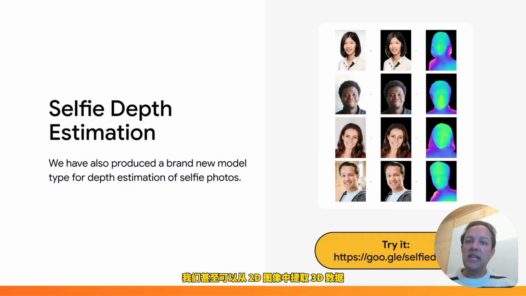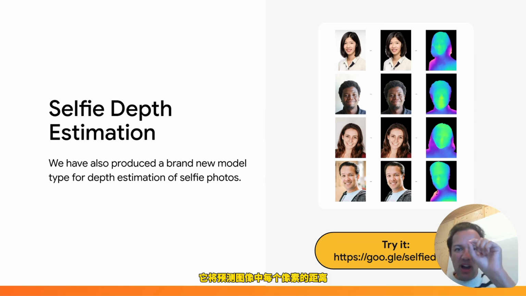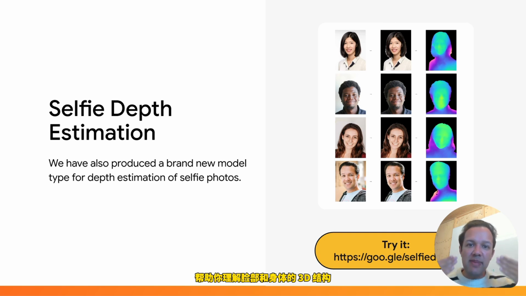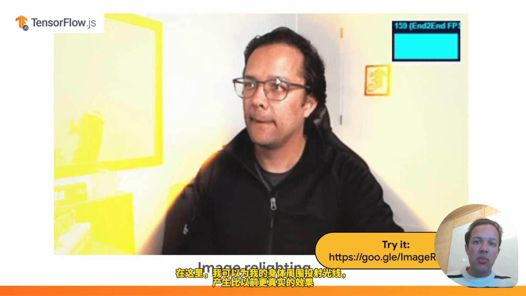We can even extract 3D data from a 2D image. With this selfie depth estimation model, you can pass it a portrait image of a person, and it will predict how far away each pixel is in the image, allowing you to understand the 3D makeup of the face and the body. Now, if you can do that, you can do some really cool things like image relighting. And here, I cast the light rays around my body for a more realistic effect than was possible before, which could be great for an augmented reality or lighting effect on images.